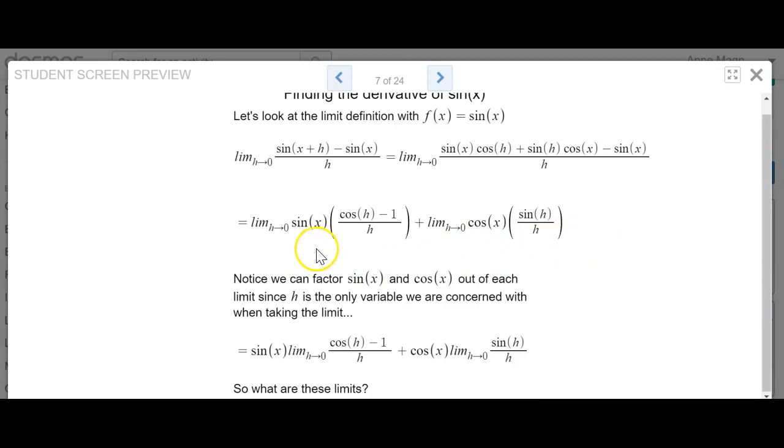So like we've done before, we're going to notice that sine x in this limit and cosine x in this limit don't have an h in them. They do not involve h, so we can factor them out of the limit because the limit as h goes to 0 is not going to affect these. So now we're left with the limit as h goes to 0 of cosine h minus 1 over h, and the limit as h goes to 0 of sine h over h. So we need to find out what these limits are to be able to evaluate the limit definition of the derivative of sine.